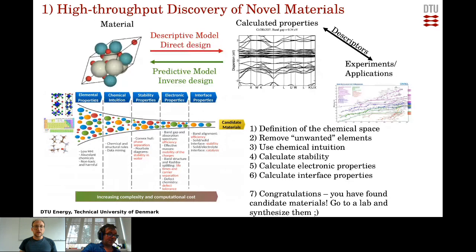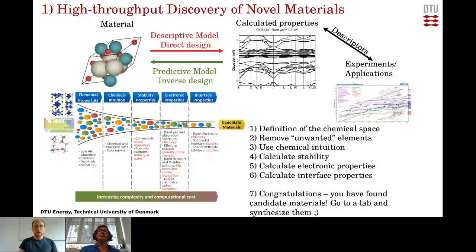For example, we can take a sodium chloride type of structure and then replace all the plus one elements for sodium and all the halide elements instead of chlorine and so on. Then we can look at the elemental properties. So which kind of elements we would like to have in our pool of possible materials. And then we can remove elements that are non-abundant or that are harmful and toxic, that are high cost and so on. We can use chemical intuition.